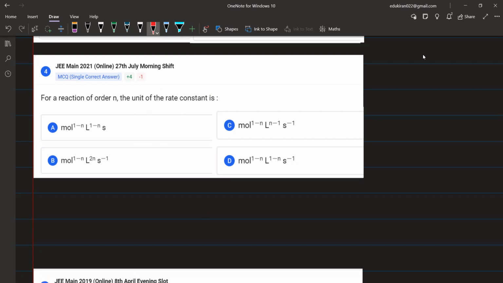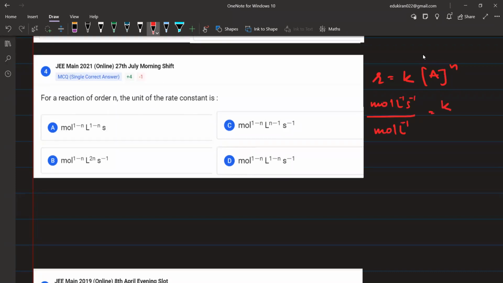If you don't remember, you can also derive it. The rate is equal to K into A to the power of N, where N is the order of reaction. Now, the unit of rate is always moles per liter per second. Divide by concentration; what will be the unit? Moles per liter. This is for K.